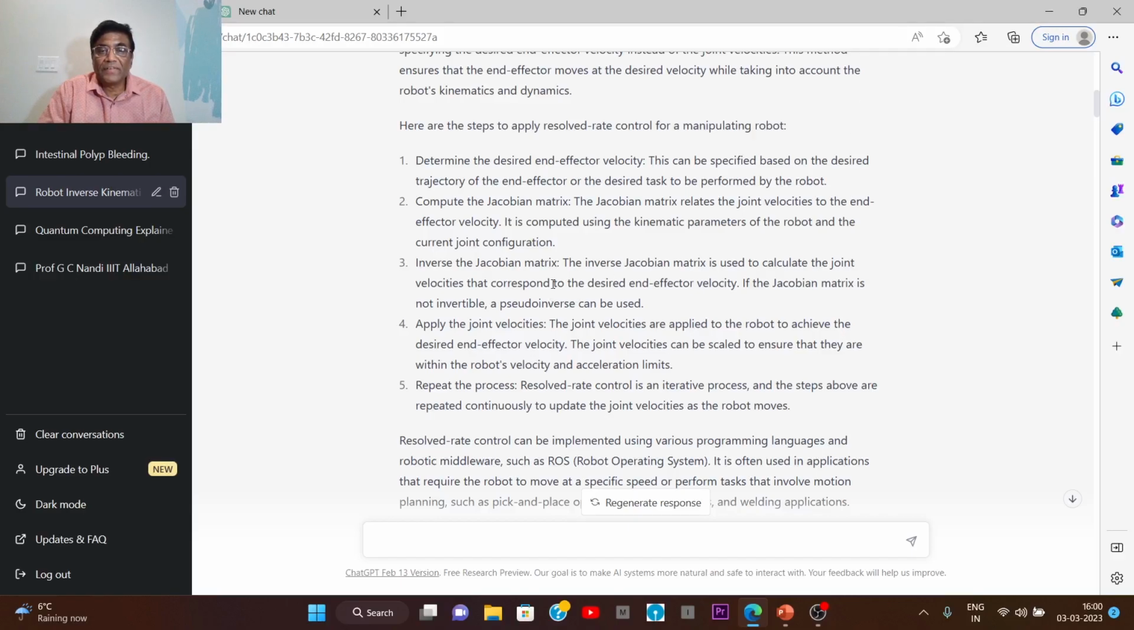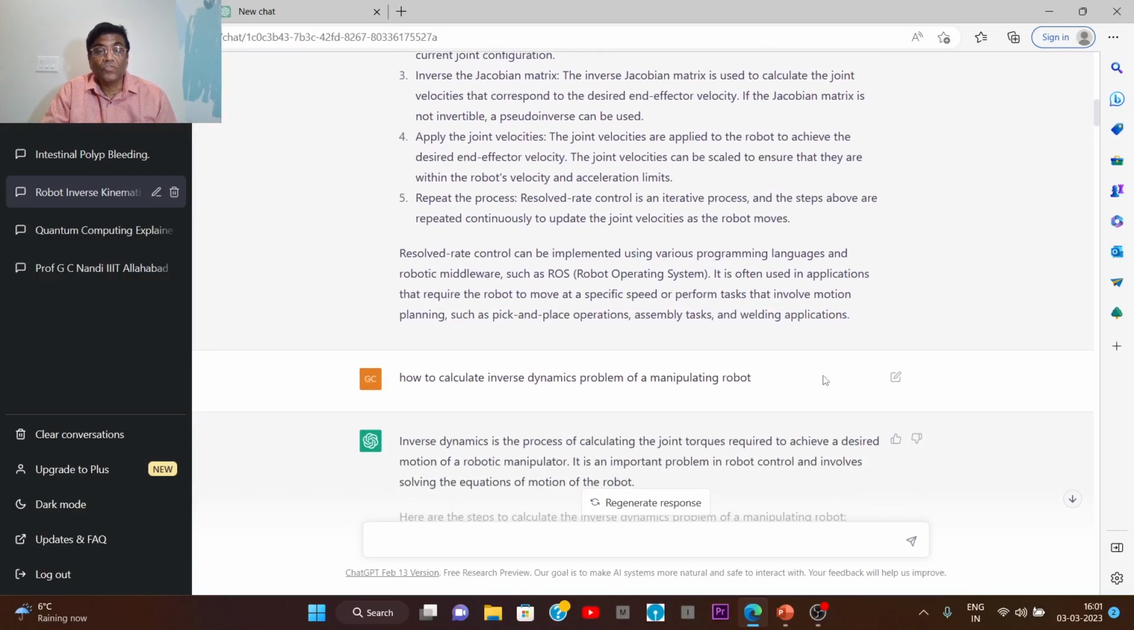So inverse Jacobian matrix, then it is talking about singularity. When you are calculating the inverse Jacobian, then for some configurations, the determinant of the Jacobian matrix may not exist. And then those configurations are called singular configurations. So those also it told.